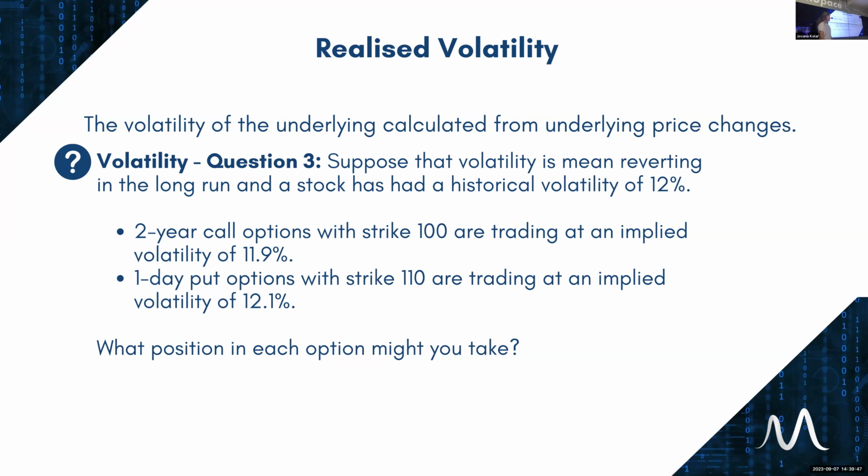So you have a 0.1% difference between what you expect volatility to be and what you're buying it for. You can think of volatility as a price, even though it's not dollars. You're buying for 11.9, but it's going to be 12. So you would buy this. Right? What about the 1-day put?